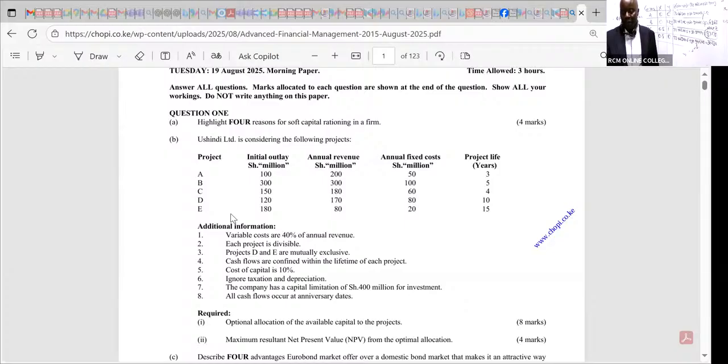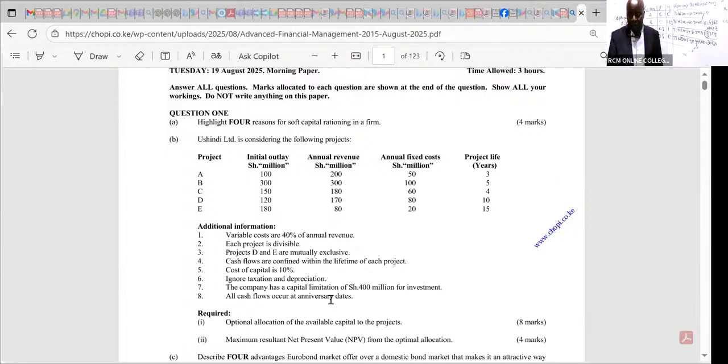Additional information, variable costs are 40% of annual revenue. So you can see they have given us annual revenue and annual fixed cost, but variable costs weren't given, so they have told us how to calculate them. Each project is divisible. Projects D and E are mutually exclusive. Cash flows are confined within the lifetime of each project. Cost of capital is 10%. Ignore taxation and depreciation. The company has a capital limitation of 400 million for investment. All cash flows occur at anniversary dates. Required: optimal allocation of the available capital to the projects.